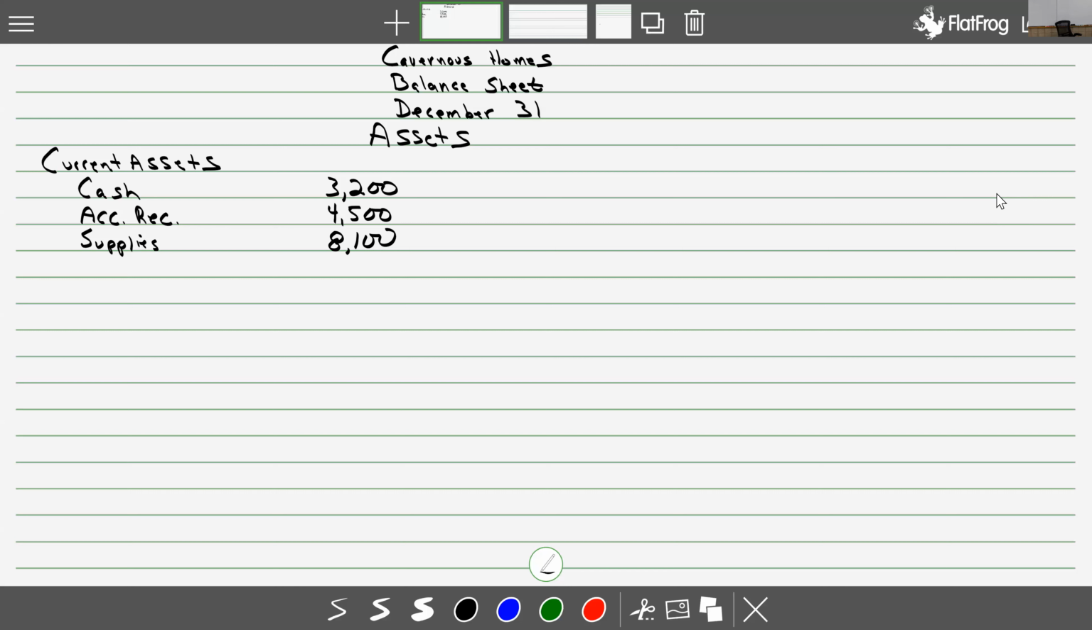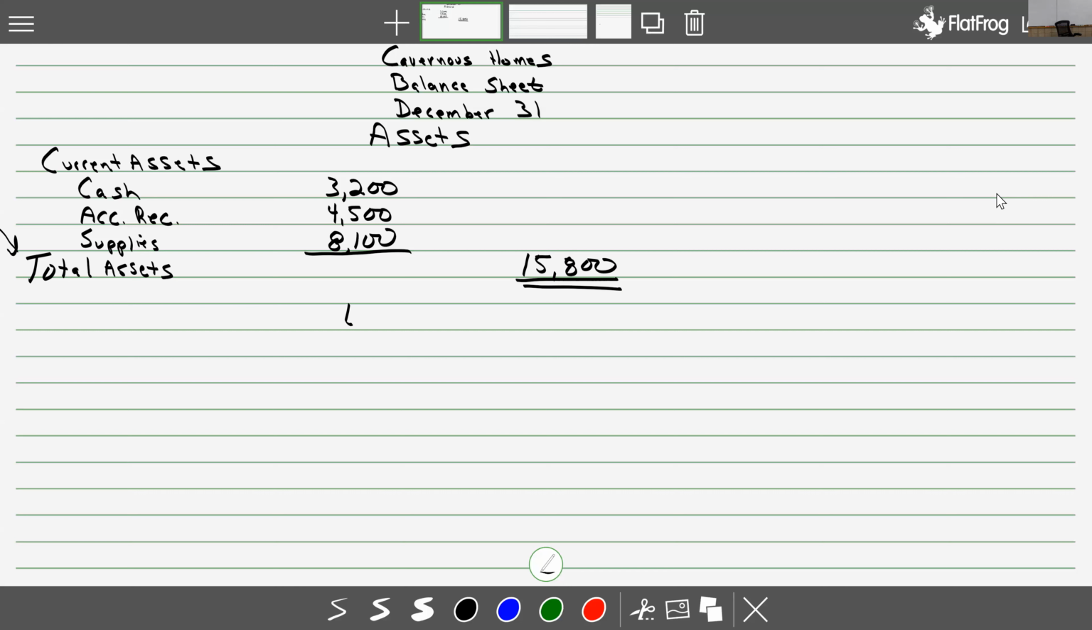Okay, so when I add these up, I'm just going to put total assets. Now, if I had PP&E and I had intangibles, on this line right here it would be total current assets when I added them up. And then I would put my PP&E and intangibles on there and add them together to get my total assets, all 3 categories. But since I only have these 3 here, I'm just going to add them all at once and make the total assets $15,800. And I'm going to double underline that because that is a stopping point for when we're doing our math.